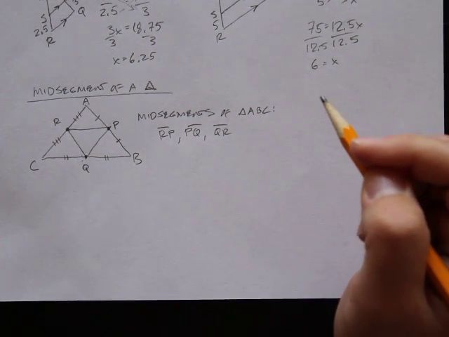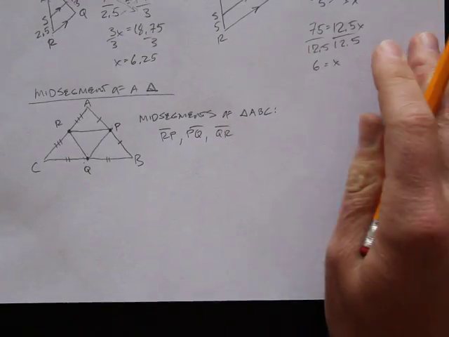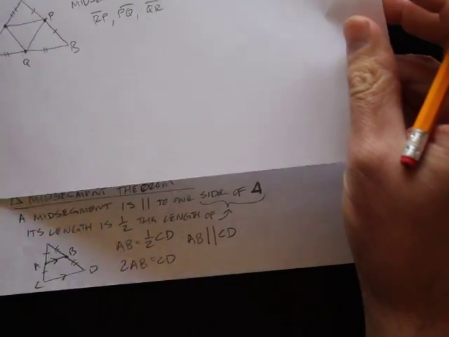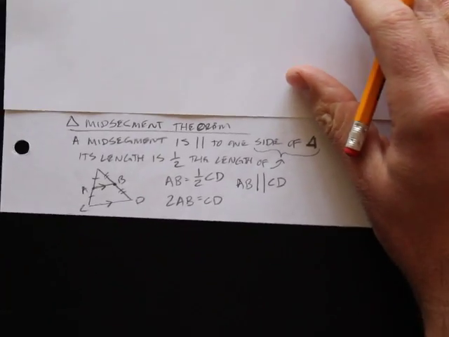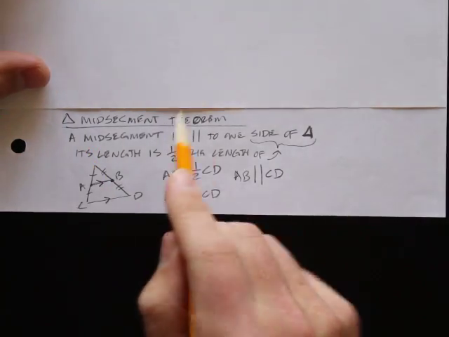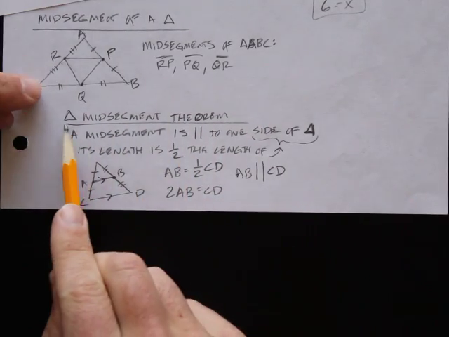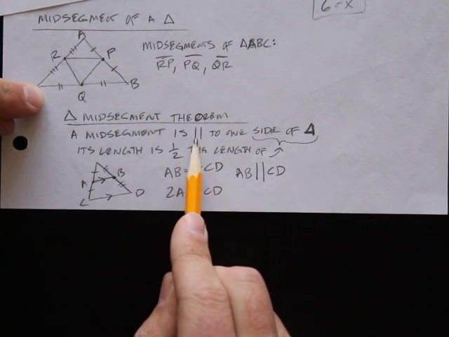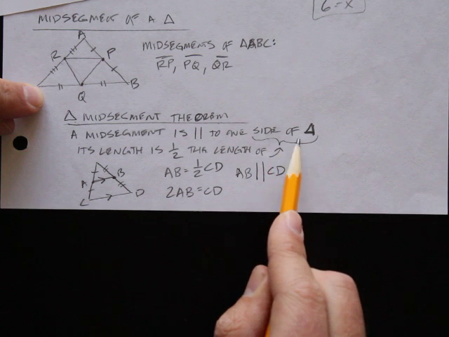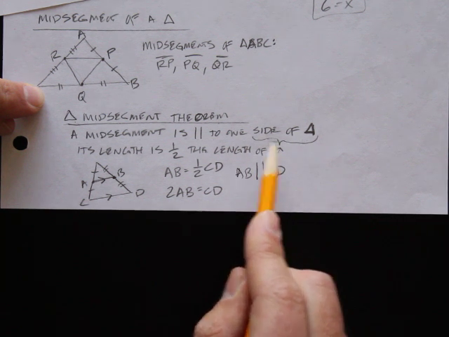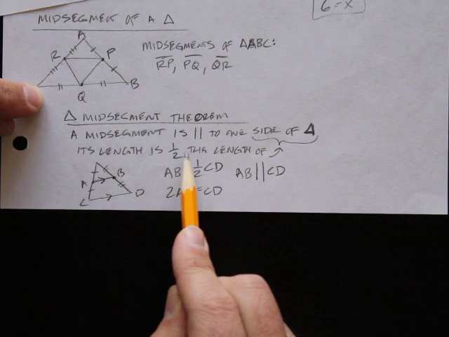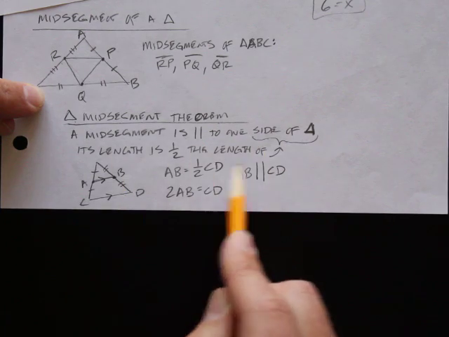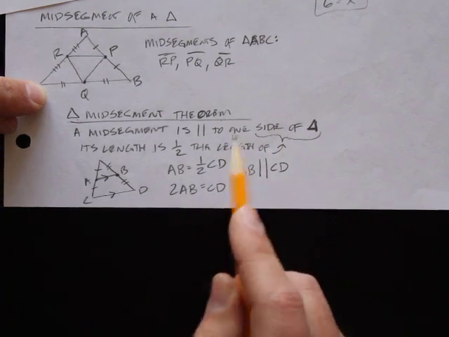So that's a mid-segment. Now here's the mid-segment theorem that I am not going to write for you, that I already wrote for you a long time ago before I even knew who you were. Mid-segment theorem, I would like you to write down here. So the triangle mid-segment theorem: a mid-segment is parallel to one side of a triangle. Its length is half the length of that side. Okay, write this down even though it maybe doesn't make any sense to you at all.